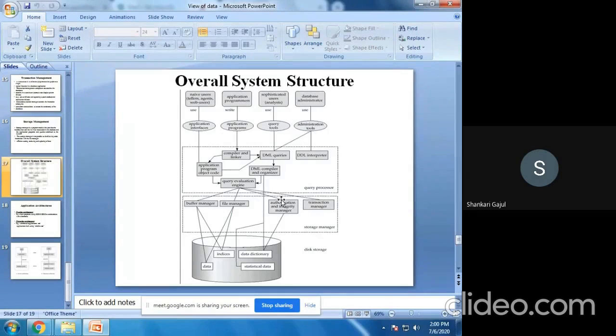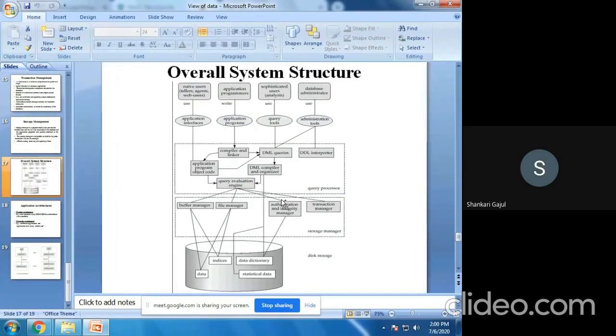Now, the last concept is about the overall structure of the database management system. So this is the overall structure of the DBMS. Some points from this figure we have already completed. Now see this, I am starting from the top of the figure. I'm talking about this one on the top of the figure.